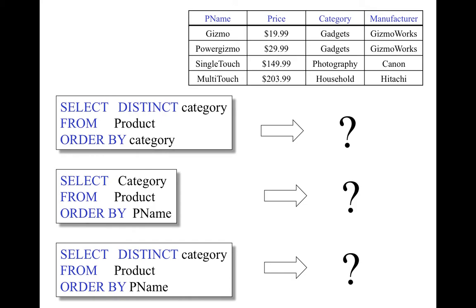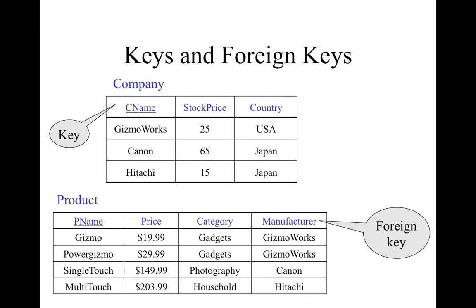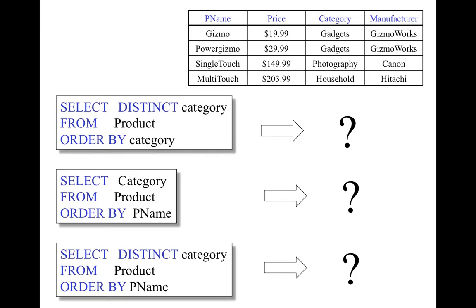Order is typically ascending unless you specifically specify the descending keyword. So if I'm going to look at these three pieces of SQL: select distinct category from product order by category, select category from product order by name, and select distinct category from product order by product name, what would you expect the answers to be? If I'm selecting the distinct category, the three categories would be gadgets, photography, and household, with gadgets, household, and photography being the order that's shown.